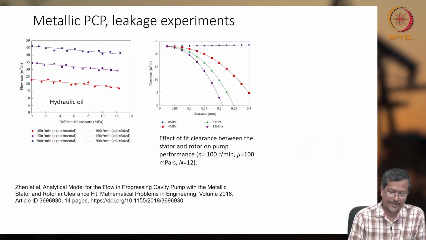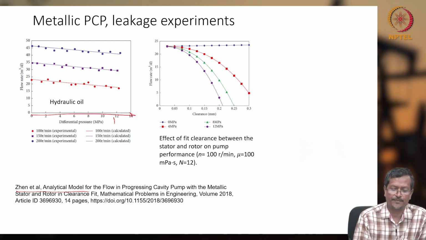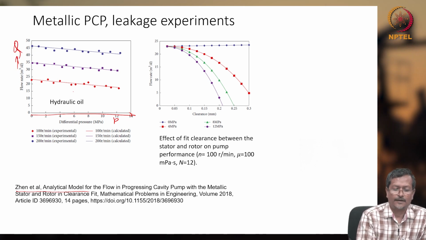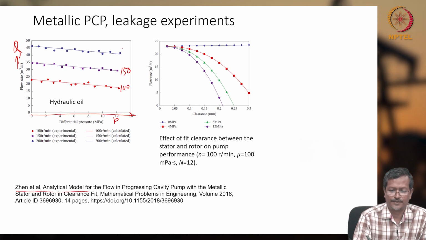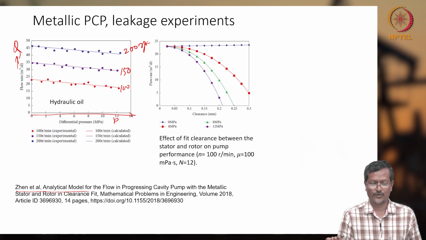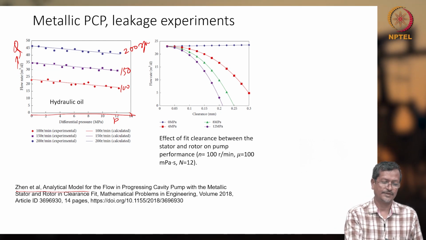And metallic PCP leakage, I said it will give more leakage. How? I have taken this information from a research paper. The paper shows how much pressure it is developing and how much flow rate it is developing, for different RPM. This is, I think, 100 RPM, this is 150 RPM, this is 200 RPM. So as RPM increases, your flow rate increases. This is natural, I told you already. RPM double means your flow rate also doubles.